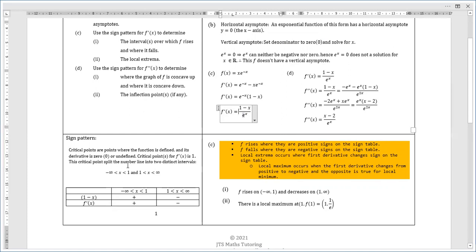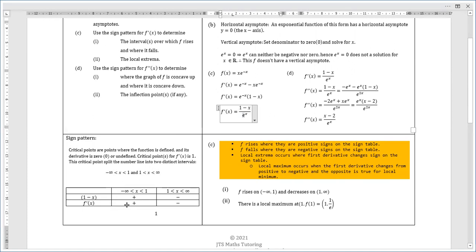This critical point splits the number line into two distinct intervals. What are these two intervals? It's all the numbers less than 1, on the left of 1, and all the numbers greater than 1. So this is what we are talking about here. Assuming the first derivative had two critical points, those two critical points would split the number line into 3 distinct intervals.